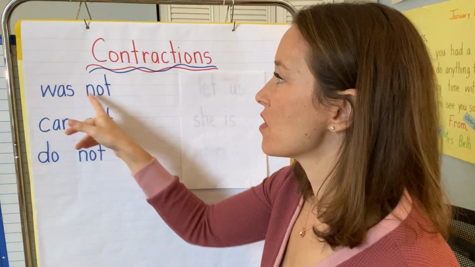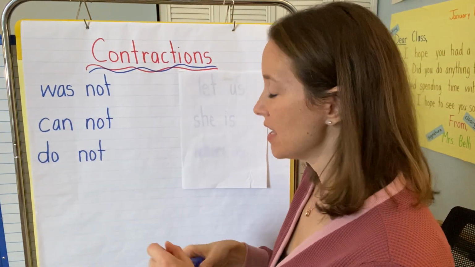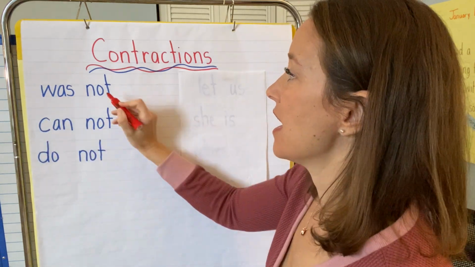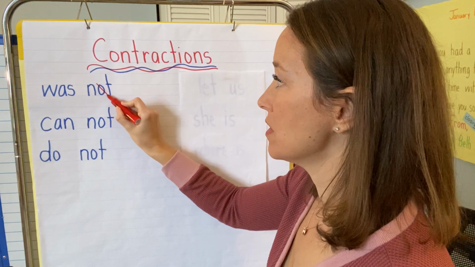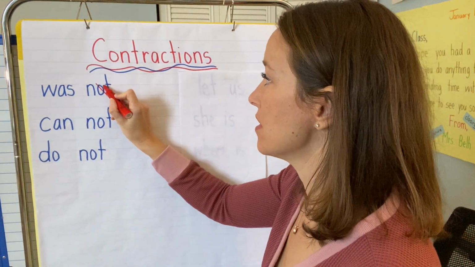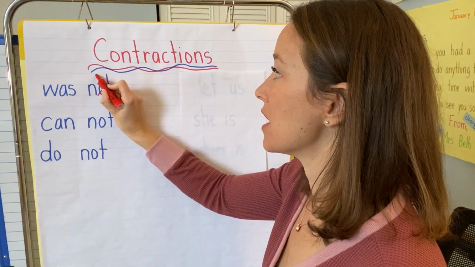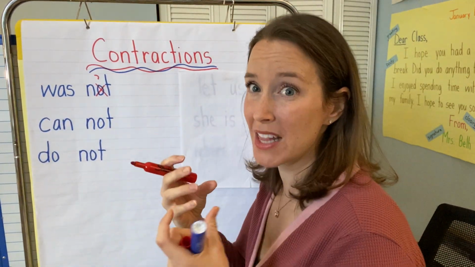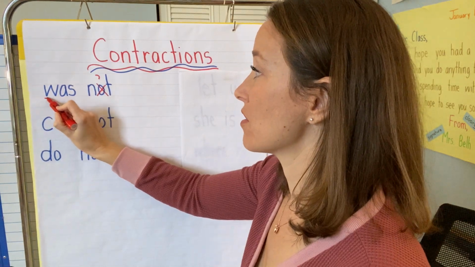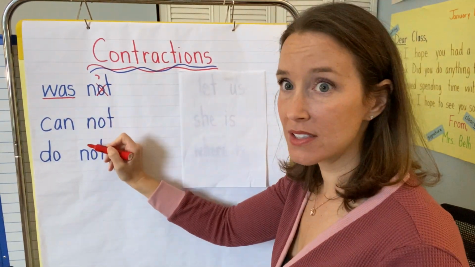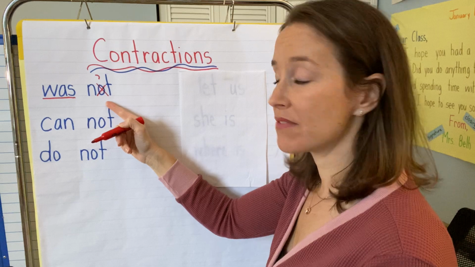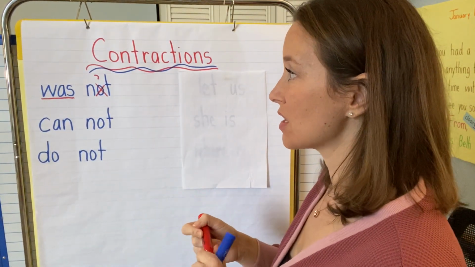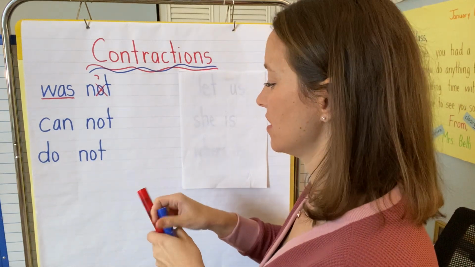So when we have the word not, okay, with another word, we can take and get rid of the O. Okay, I'm going to get rid of that O. And instead of that O, I'm going to put an apostrophe in. And then I'm going to scoop my letters together. So we have our root word, which was, and then we're going to change not. Okay, we get rid of the O. Now we're going to scoot it together and look at the new word that we have.